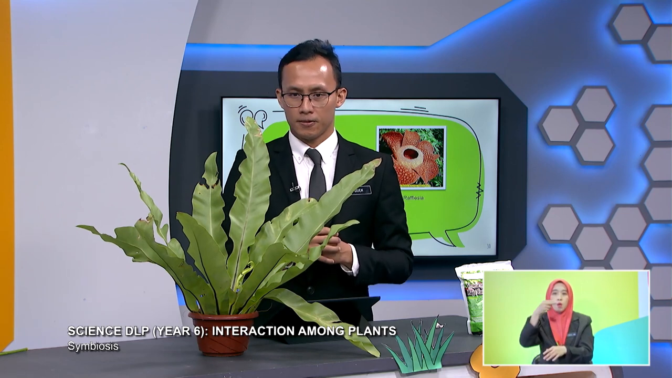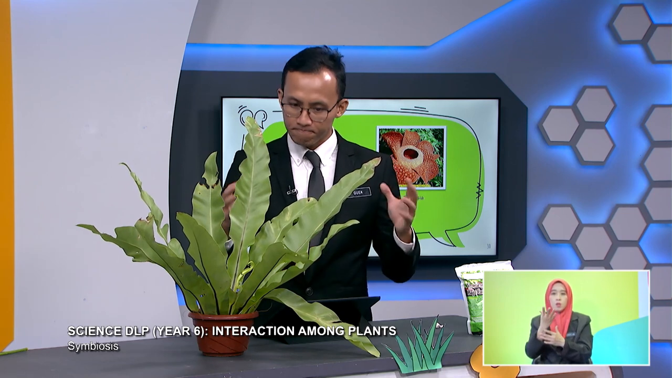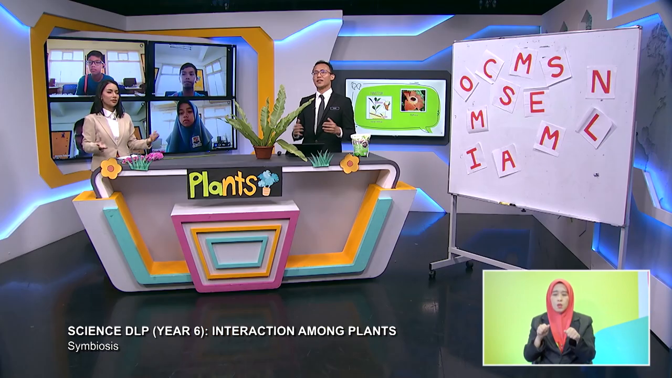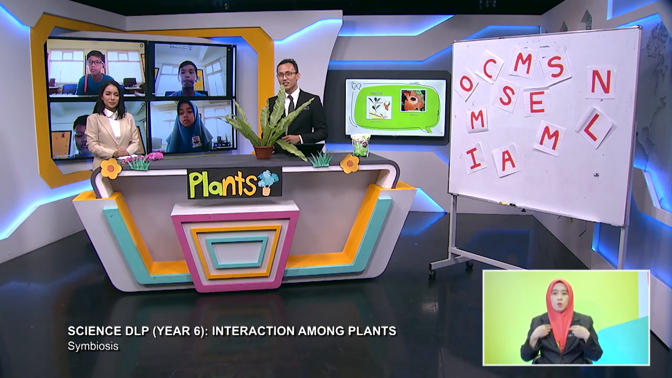So when it attaches itself to a host plant, it will absorb all the nutrients and water from the host plant. So eventually, the host plant will die and this Rafflesia flower will survive and bloom red in color. Okay. And actually, there's one more.